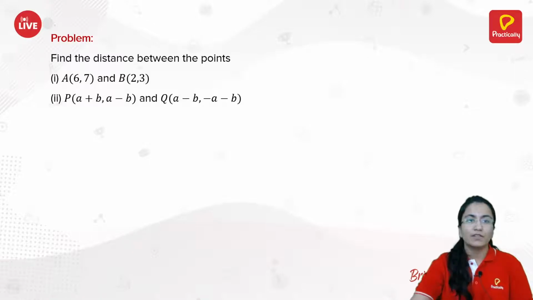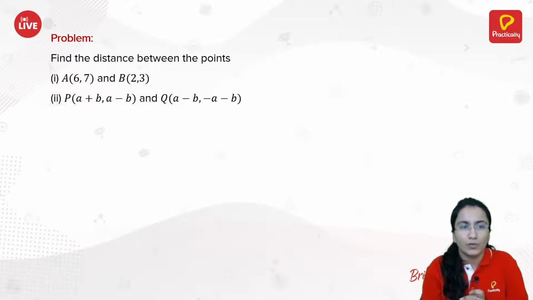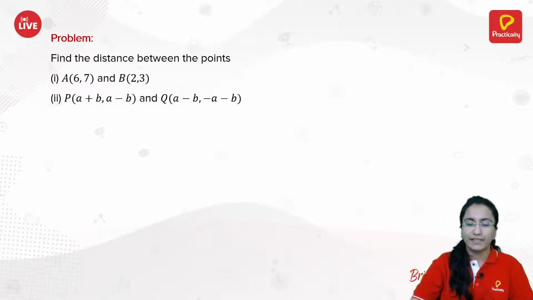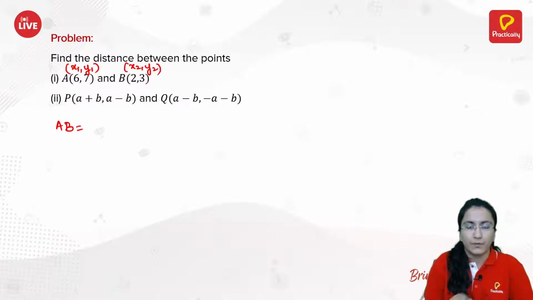What you need to do is calculate the distance between the points. First pair is given as points 6, 7 and 2, 3. Just quickly calculate the distance between these two points. We need distance as AB, right? So what will this exactly be? This is x1 comma y1 and this is x2 comma y2, right?